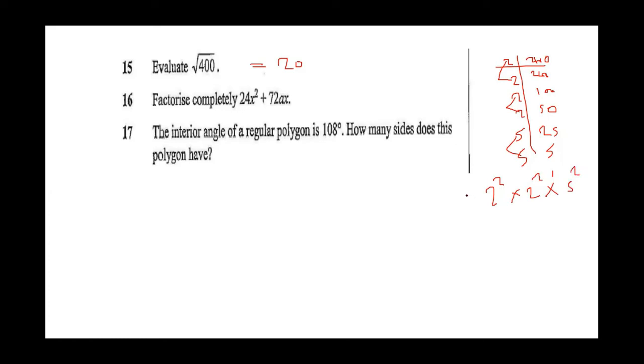Then you put them into this square root here, meaning the square root is going to cancel with the powers. Then you multiply: 2 times 2 is 4, 4 times 5 is 20. And that is how you find your square root.